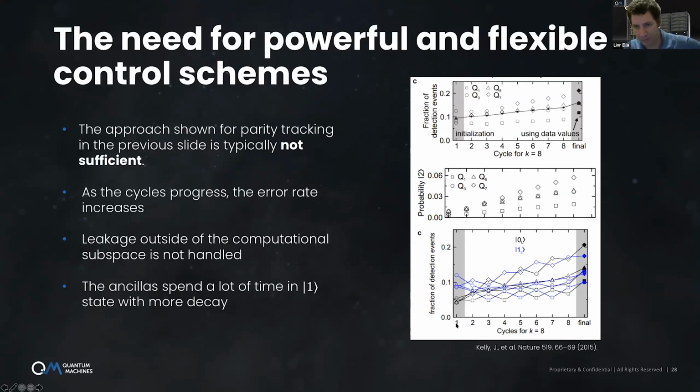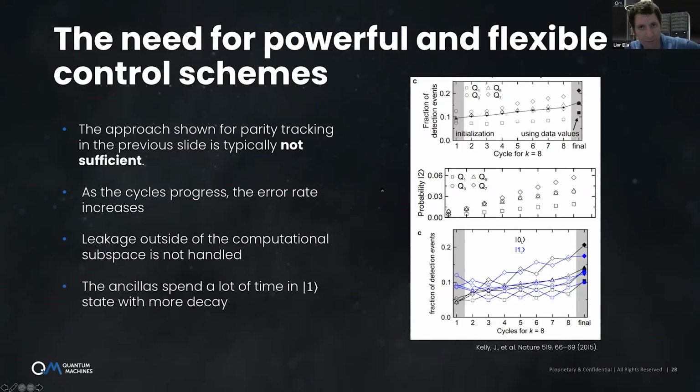The last thing that we see in this plot is that because the ancilla spend a lot of time in the 1 state, this leads to more decay. And the way you can see it here is basically what they did is they put either a logical 0 or a logical 1. And here the ancillas are going to flip from 0 to 1. And you see that there's this alternating zigzag pattern, okay? So we have all these problems.